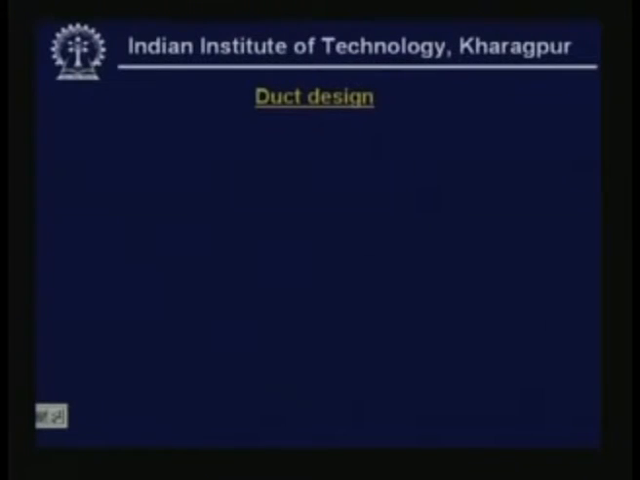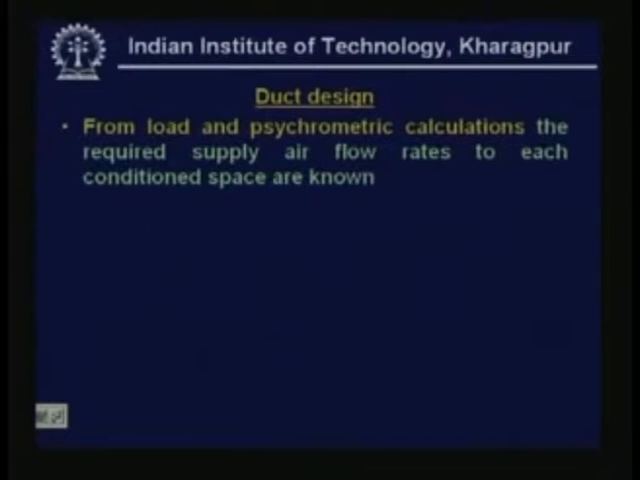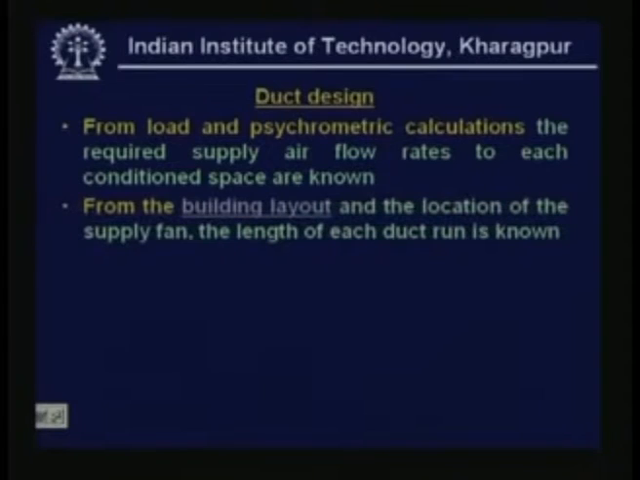Now, next let us look at duct design. Normally, what is the input for duct design? From load and psychrometric calculations, the required supply air flow rates to each conditioned space are known. This we have discussed earlier. Then from the building layout and the location of the supply fan, the length of each duct run is known.